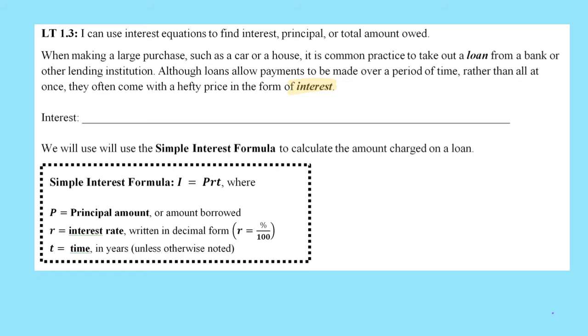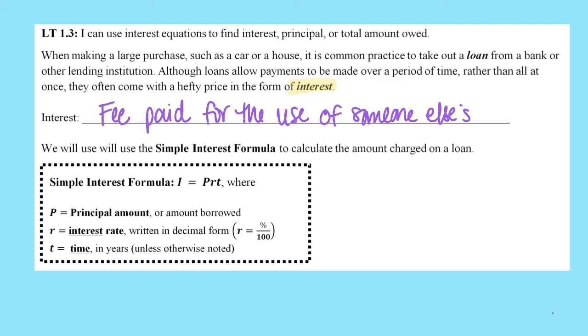So if we were to define interest, we would say that interest is a fee that we pay for the use of someone else's money. You can get it from a bank, you could get it from the government, maybe you take a loan from a family member, but you're borrowing someone else's money. So it's a fee, an amount that you're paying just to borrow their money, okay?